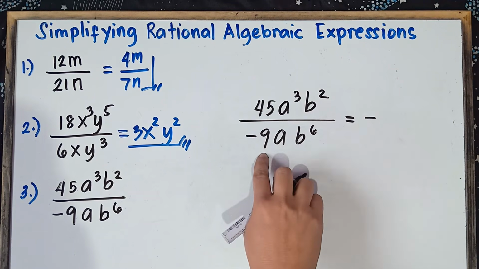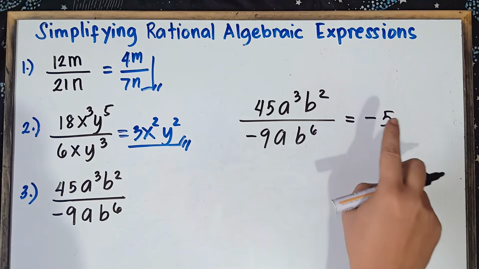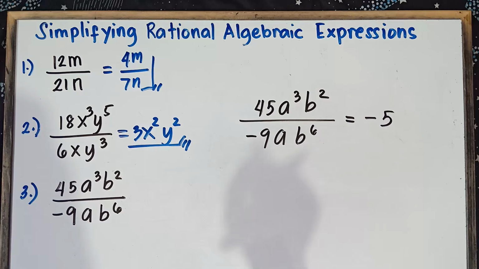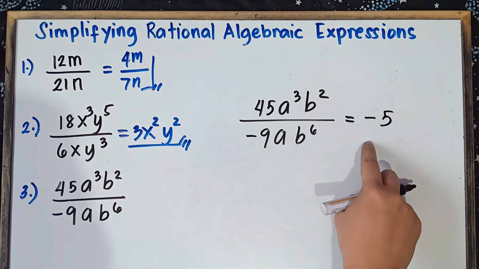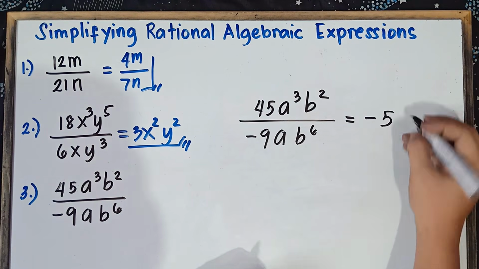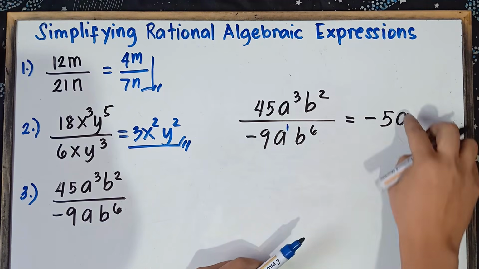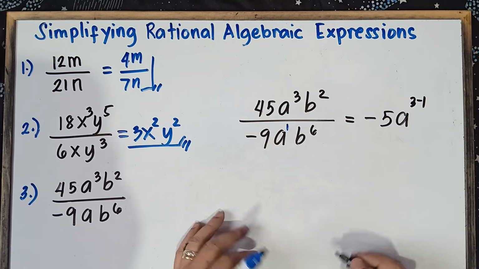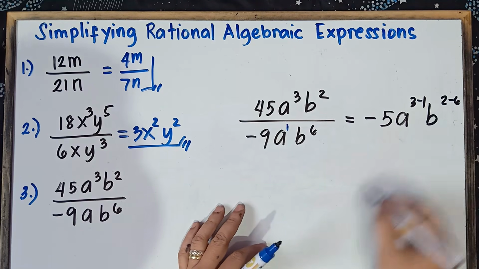45 divided by 9, that would be equal to 5. Once again, class, positive 45 divided by negative 9, the answer is negative 5. If you're dividing unlike signs, the answer is always negative. Same base for A, copy A, subtract the exponent 3 minus 1, understood that there's 1 here. And then same base for B, copy B, subtract the exponent 2 minus 6.